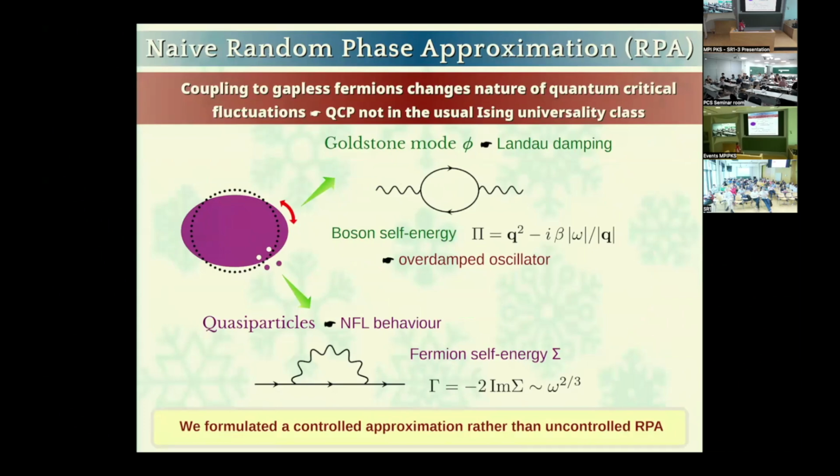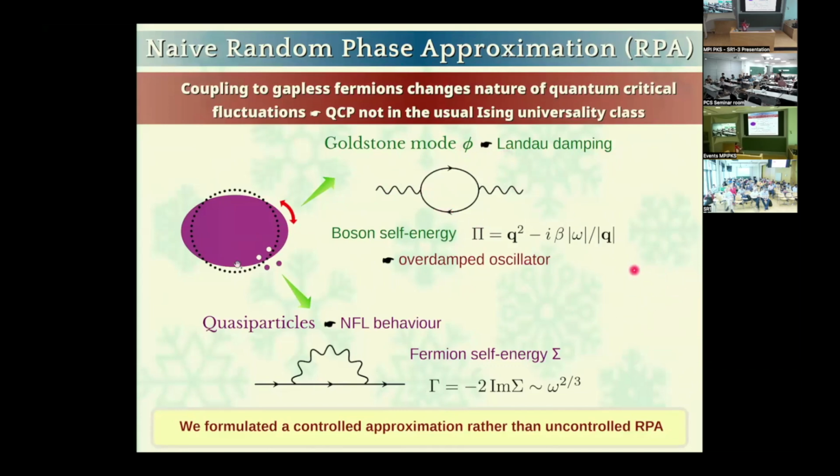Okay, so now let us see how this entire system is behaving. We couple these bosons to gapless fermions, and then it changes the nature of the quantum critical fluctuation. So no longer can we say that the QCP is in the Ising universality class, because coupling it to the fermions does something non-trivial to the system. But roughly, let's see what we get from a naive random phase approximation, though it's not controlled, but still we can get some idea of how the system should behave. Now, first, let us look at the bosonic degrees of freedom. If you compute the one loop bosonic self energy, the Pi takes a form like this.